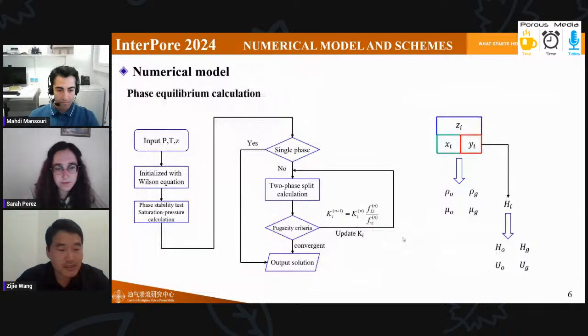out and then followed by the phase splitting calculation. The VLE calculation module is very important in the multi-phase, multi-component mass and heat transfer model. Important parameters such as fluid density, viscosity, and enthalpy can be obtained.